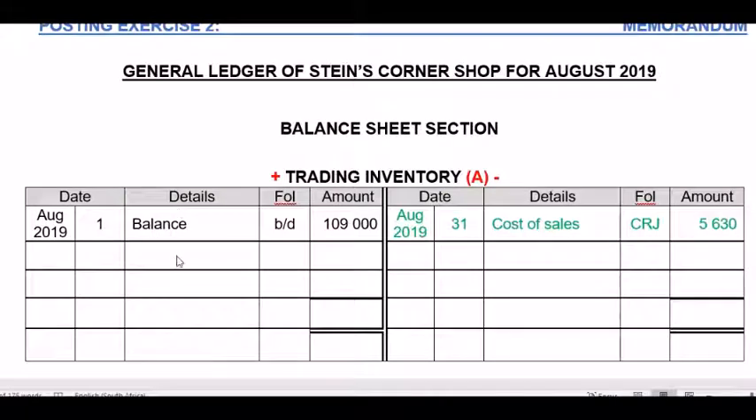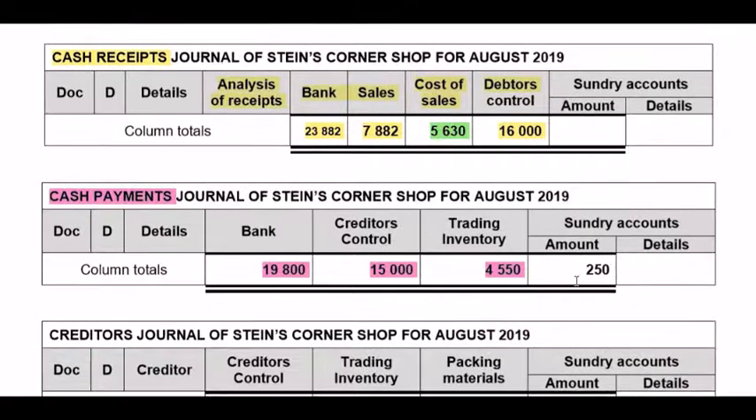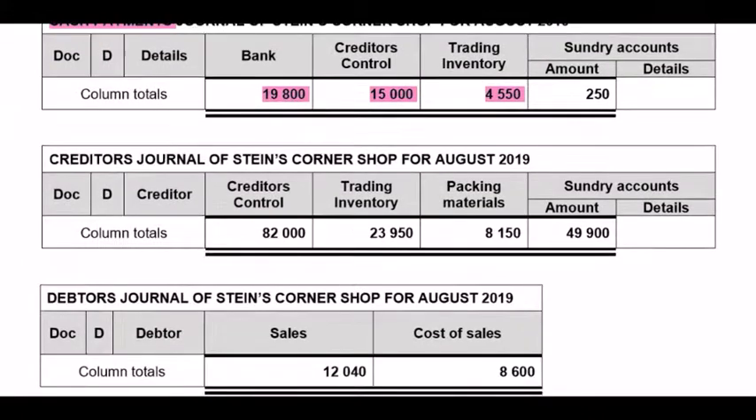And if you look at trading inventory, it increases on the debit side. So you have to write the 31st because it's the column total. And then we got the money from our bank account to pay for the trading inventory in cash. So you write bank. We're busy with the CPJ and the value was 4,550 Rand. Now we are done with the CPJ. We don't care about this 250 in sundry accounts because we are only focusing on posting to the big 6 accounts. Our next journal is the CJ.